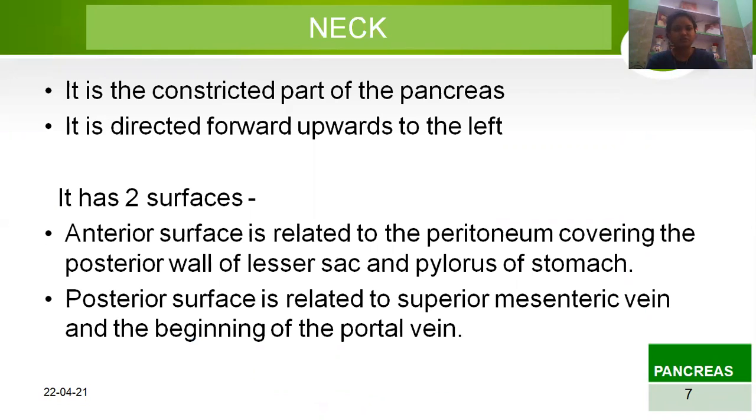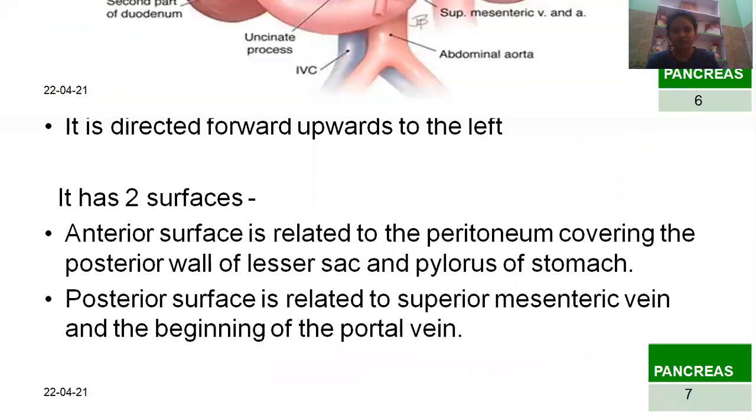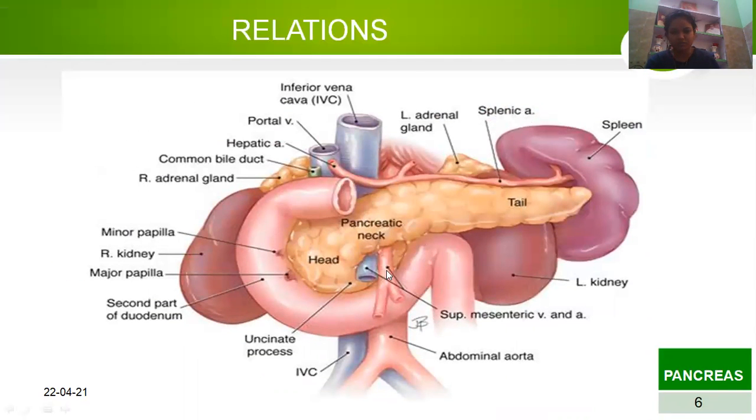The neck also has two surfaces, anterior and posterior. The anterior surface is related to the peritoneum, covering the posterior wall of the lesser sac and the pylorus of the stomach. And the posterior surface is related to the superior mesenteric vein and the beginning of the portal vein. Here we can see that this is the superior mesenteric vein and this is the portal vein, or beginning of the portal vein. And the neck part is related to both of these veins.